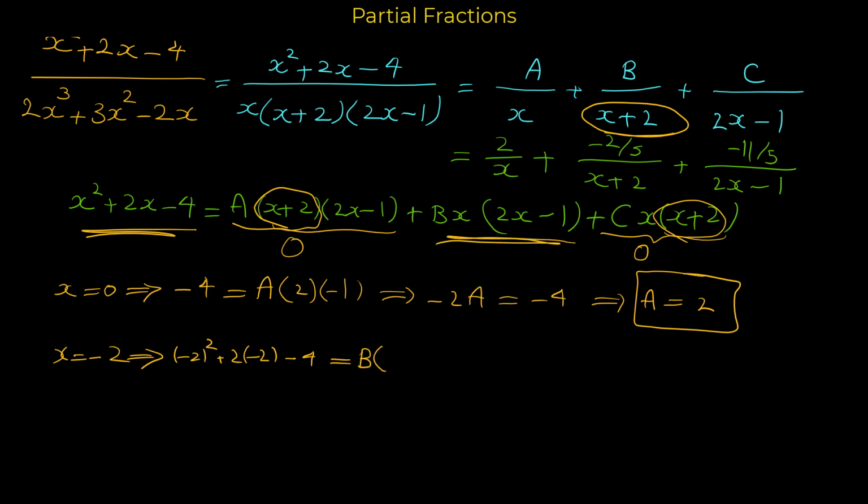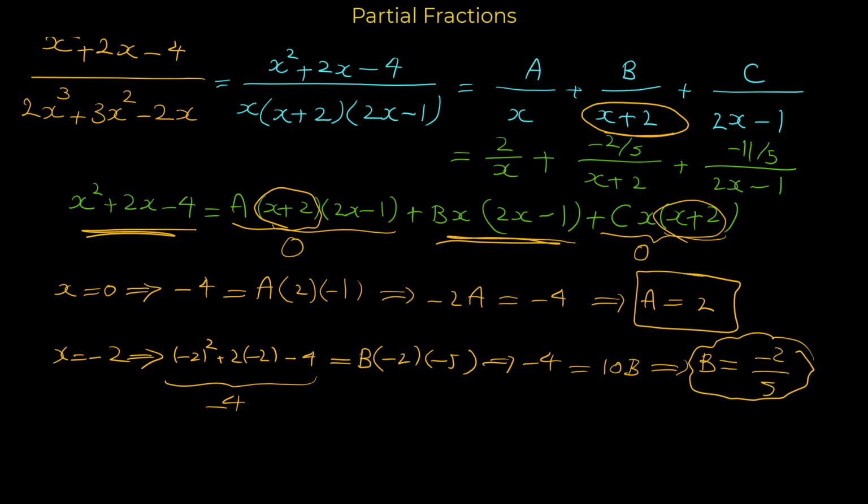So we have b times negative 2. 2 times negative 2 is negative 4. Negative 4 minus 1 is negative 5. So basically all of this is negative 4, equals 10b. And from here, b is negative 4 over 10, or negative 2 over 5. And this value is exactly the same as the value that we got from the other method.